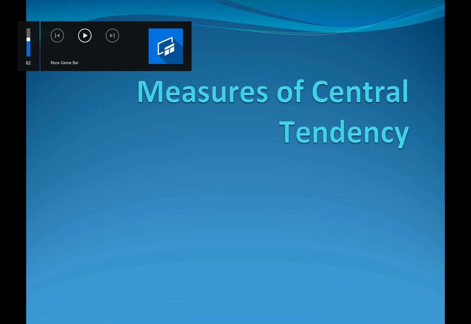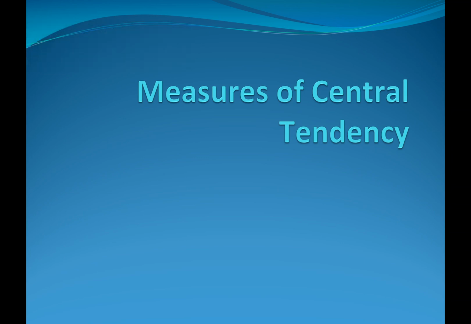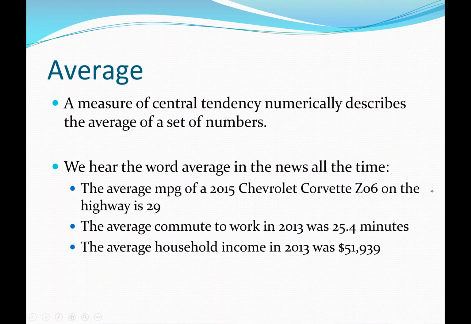Okay, guys, so we're going to talk about measures of central tendency, which you've probably heard of before, and we'll get to the first one now. Average, which you guys have, I'm sure, all heard of before. It's a measure of central tendency that numerically describes the average of a set of numbers. We hear the word average in the news all the time.